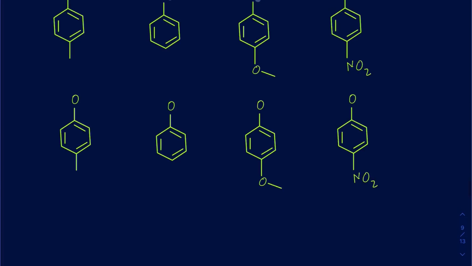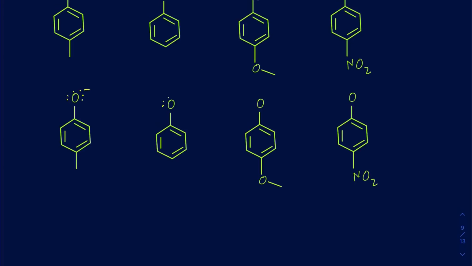Each one of those conjugate bases will have an oxygen with a negative charge, and it seems like you may have a very similar number of resonance structures in each. Just for naming purposes, I can call these 1, 2, 3, 4. You can clearly see that 2 seems to be a reference because in that position you have only hydrogen, but in the rest you have a methyl group on the first one, a methoxy group on the third one, and a nitro group.